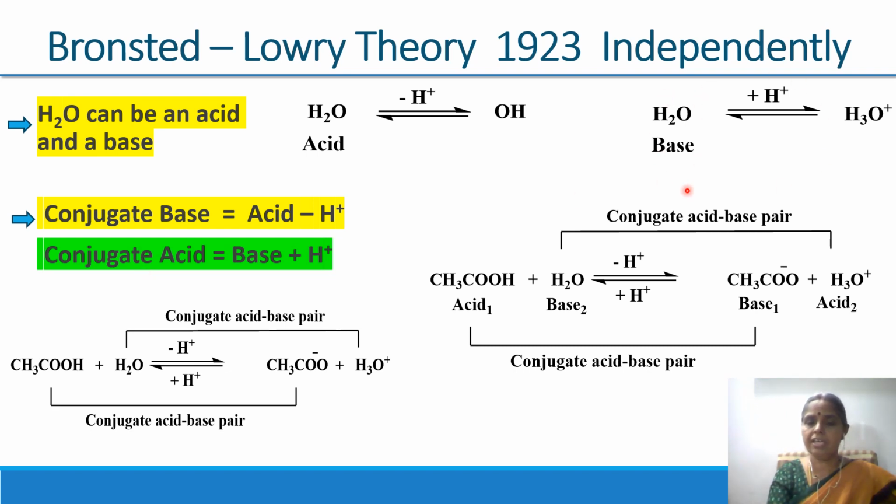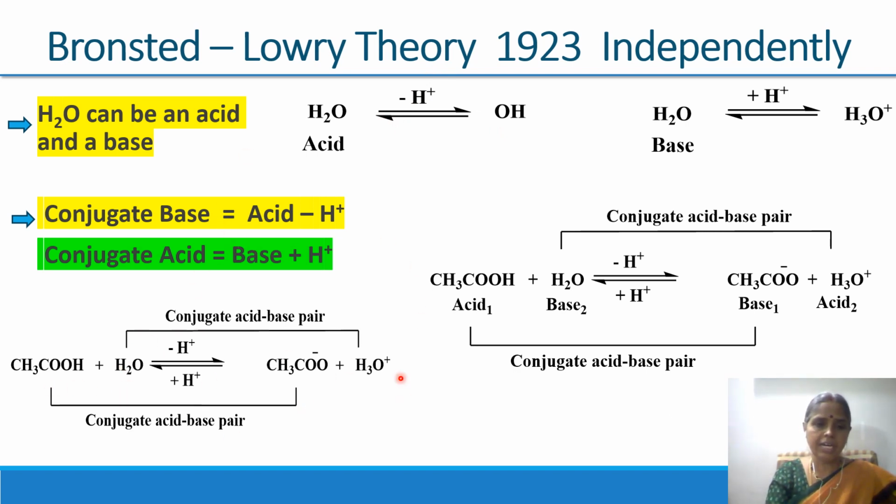Like you can see here, H2O is acting as a base. It is accepting a proton. So, H3O plus is the conjugate acid of H2O. Similarly, the OH minus is the conjugate base of the acid H2O, because OH minus is formed by the loss of a proton by the H2O molecule.